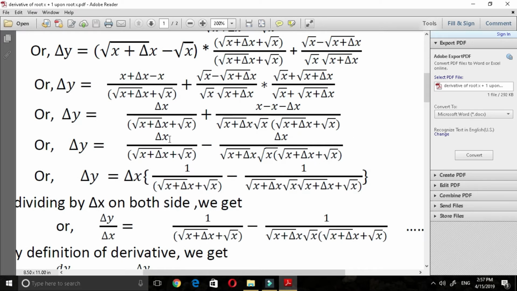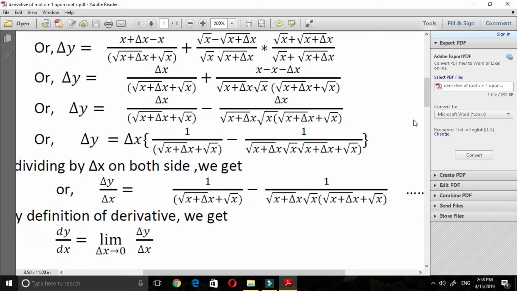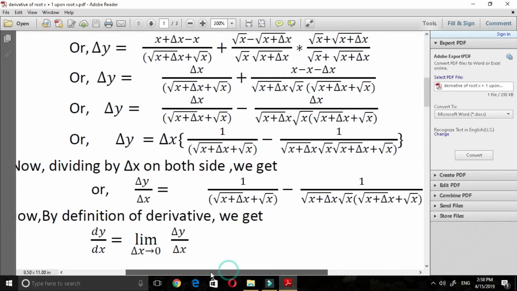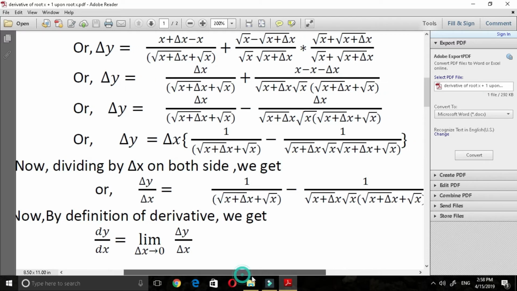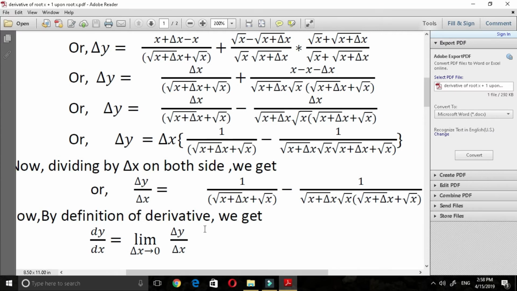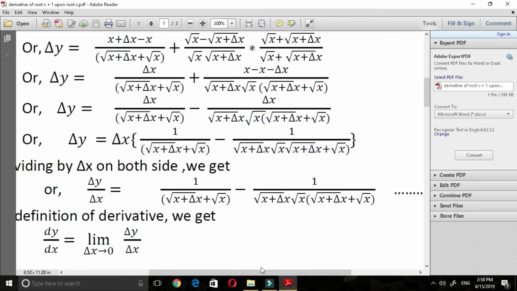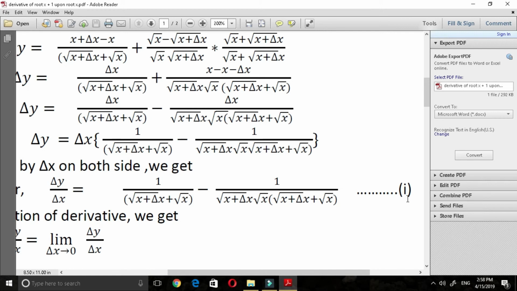Here delta x is common, so we take delta x common, and we get delta x times 1 upon root x plus delta x plus root x minus 1 upon this all term. Now we have to divide by delta x on both sides, because the formula of derivative is dy by dx is equal to limit delta x tends to 0 of delta y by delta x. In any case we have to bring delta y by delta x. So dividing by delta x on both sides, we get delta y upon delta x is equal to this all term, and we call it equation 1.